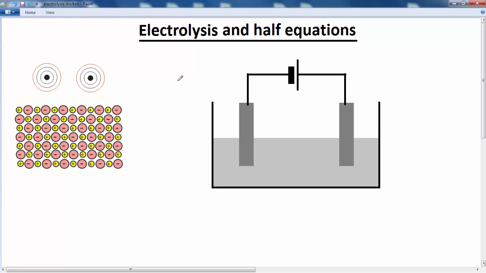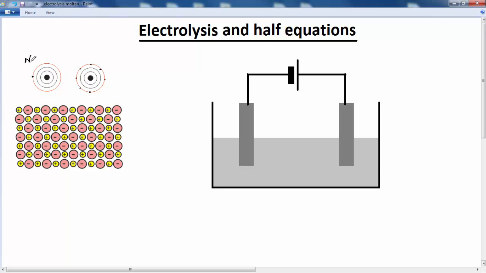In this lesson, we're going to look at electrolysis and half equations. As an example, we're going to take the electrolysis of fused sodium chloride. Now, here we have the atoms of sodium and chlorine. Remember that sodium has 1 electron in its outer shell and chlorine has 7.